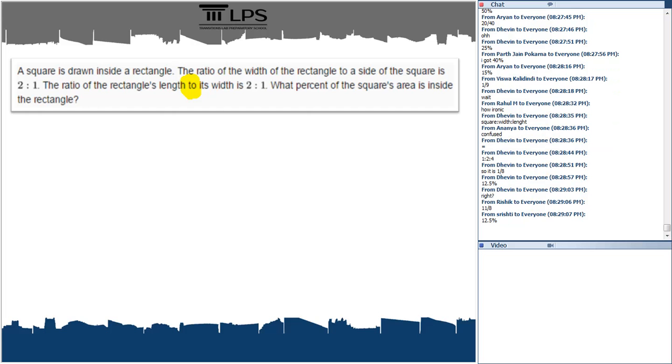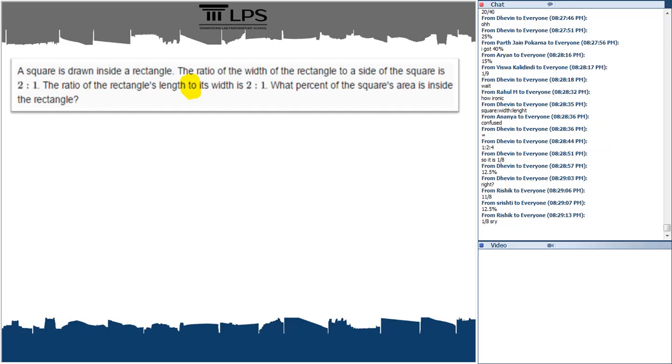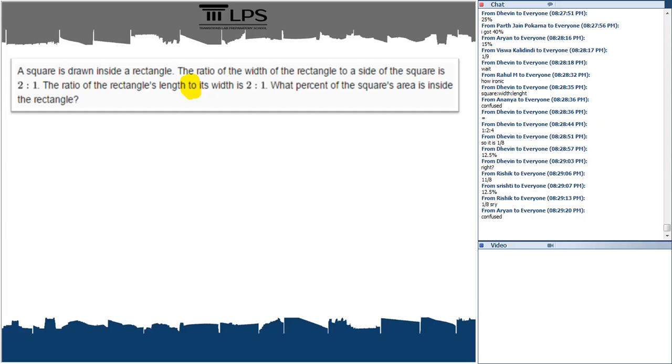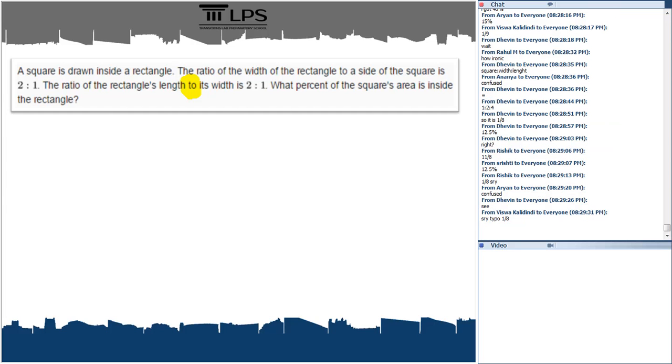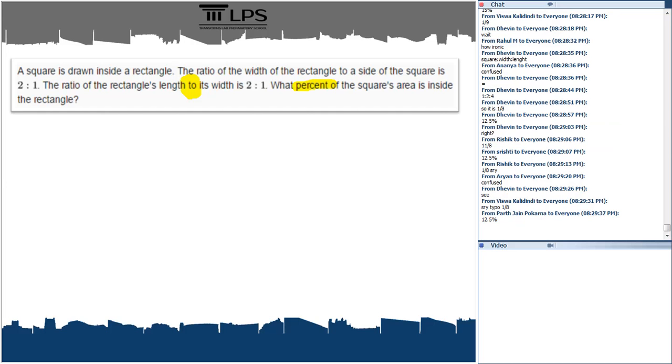Shrishti has the answer there. Diven has the answer. Diven gave the answer first, then Shrishti gave the answer. Rishik, read the question carefully. The question is not asking you to give a ratio, it is asking you to give the percent. Careless mistakes can cost you great marks.